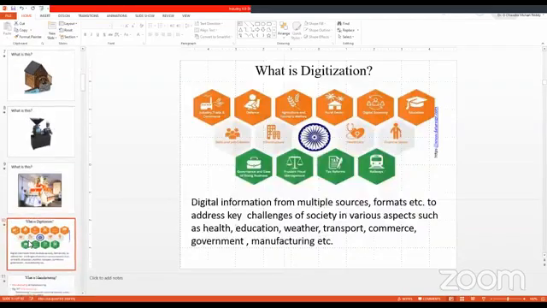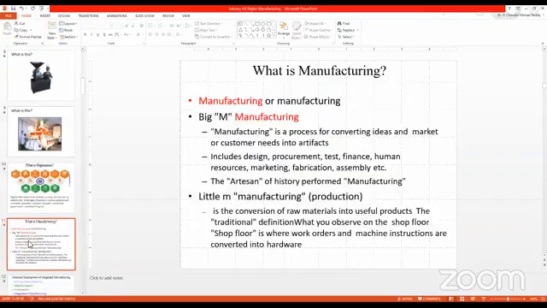What is digitization? Digital information from multiple sources, in different formats, to address key challenges of society in various aspects such as health, education, water, transport, commerce, government and manufacturing sectors. Everywhere, a lot of digital information is coming from different sources. Then what is manufacturing? There is a big M manufacturing, and a little m manufacturing.